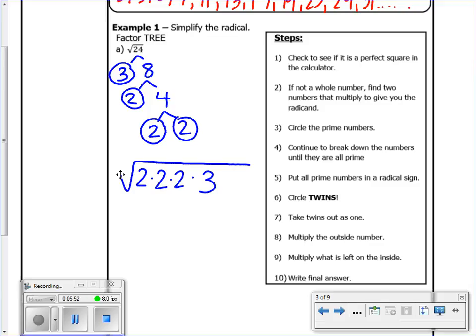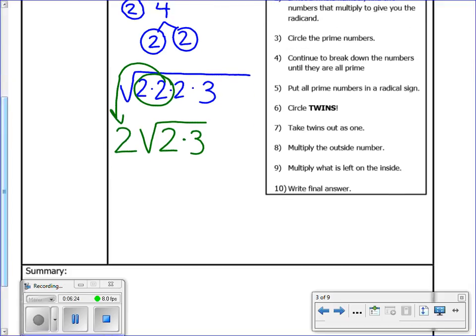Next thing you want to do is circle twins. So you need to have pairs in order to come out of the radical sign. So I have one set of twins, and when you circle them, they get to come out of the radical sign. And when they come out, they come out as one number, which would be 2. I look at what else is left over, and I only have a 2 and a 3. Those aren't a pair. They don't match. They're not twins. So that means that they're left inside the radical, and it'll be 2 times 3.